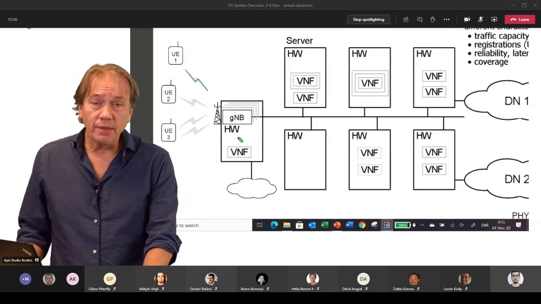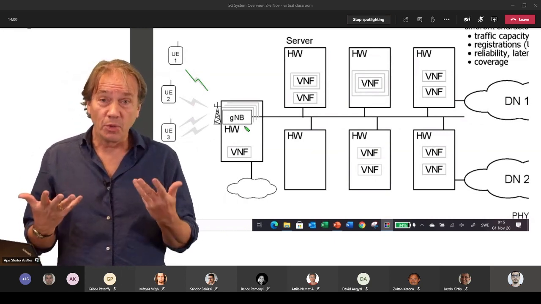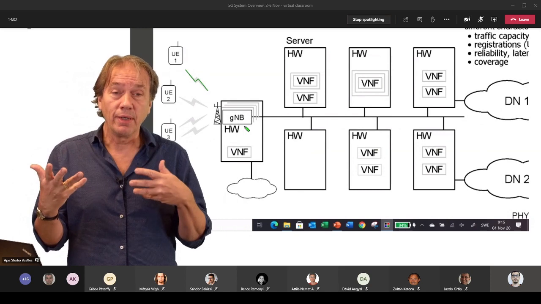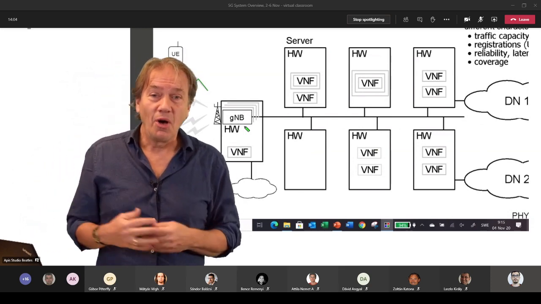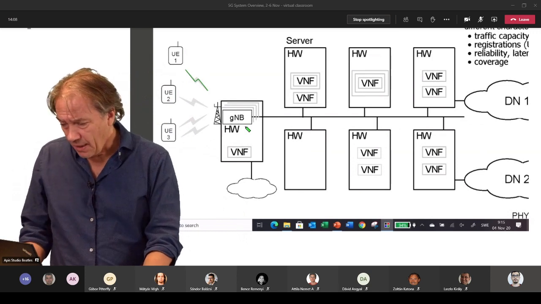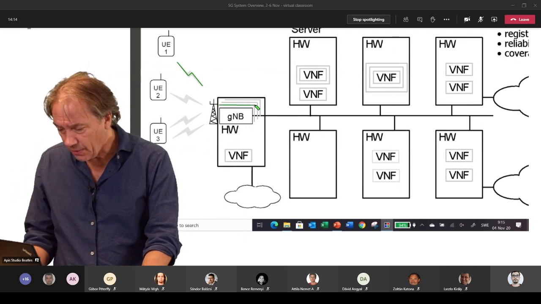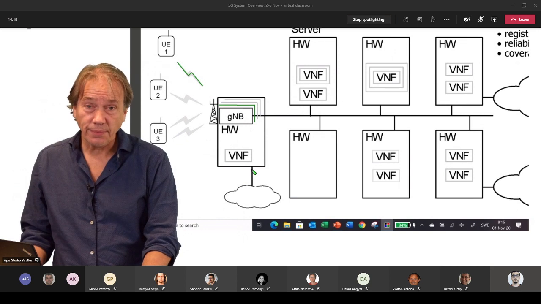But this also means that part of the GNOD, part of the radio resources, part of the memory, part of the intelligence of the GNOD is allocated to the green network slice. And I will just indicate it with a little green line like this around the GNOD.